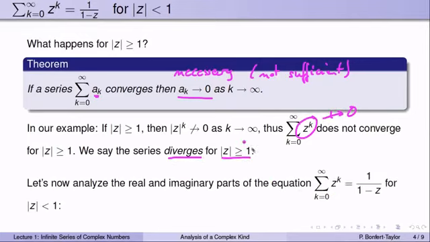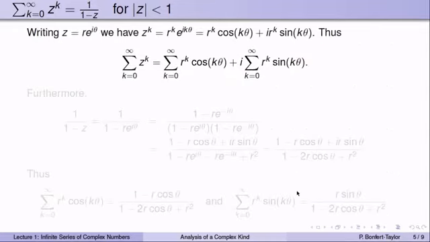So we found that for z less than 1, we have the sum of the z to the k's is 1 over 1 minus z. What does it tell us about the real and imaginary parts? Let's write z in polar form as r e to the i theta. Then z to the k can be found by taking the radius to the power k, and by de Moivre's formula, e to the i theta to the kth power is equal to e to the i k theta. And e to the i k theta is cosine of k theta plus i sine of k theta.